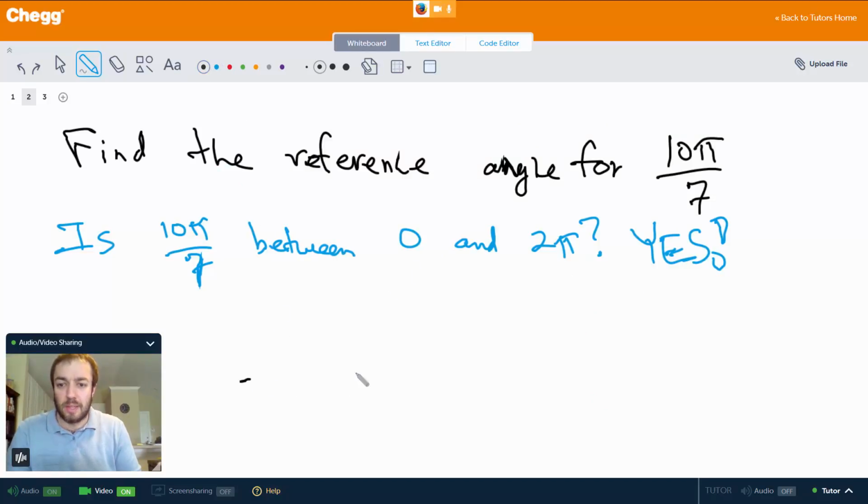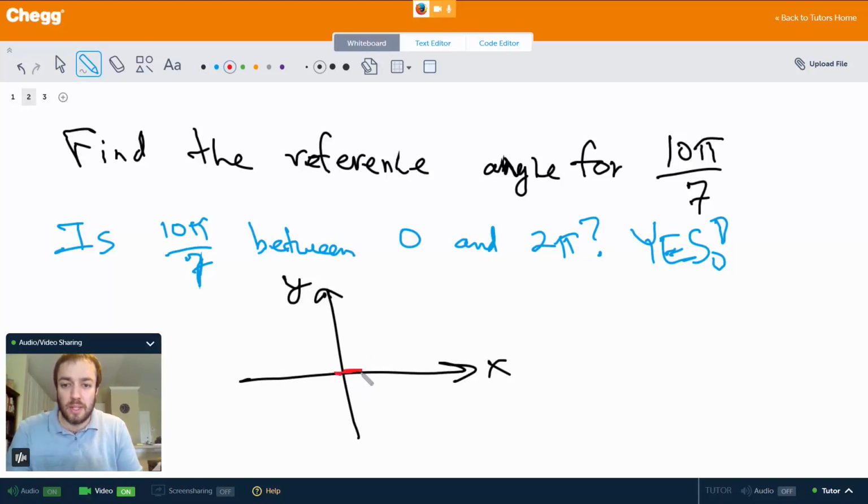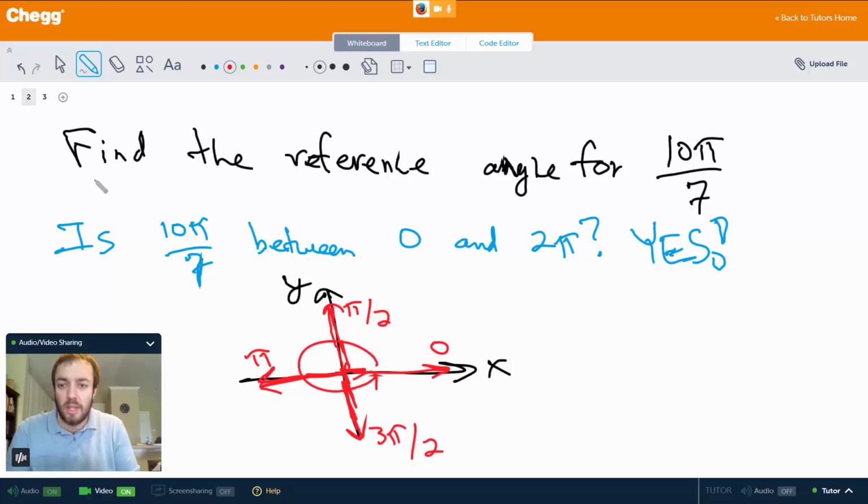So which quadrant are we in? We have the x-axis and y-axis. How do we figure this out? Well, we know that this is the angle 0. Let's go ahead and draw that a little better. Up here is pi over 2. And then over here is pi, just plain old angle pi. And then down here is the angle 3 pi over 2. And this is all assuming that we're going around in this direction here.